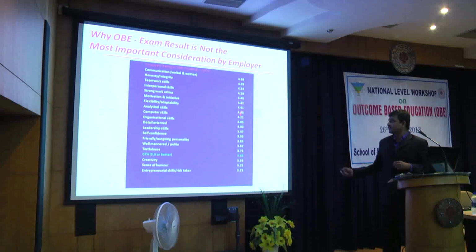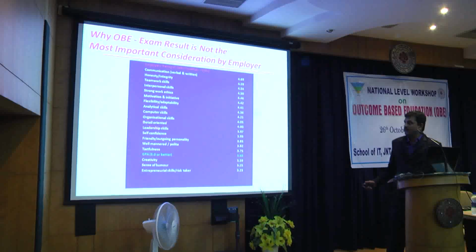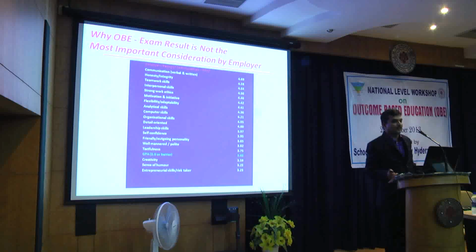What about the other components? One is communication, either verbal or written, honesty, integrity, interpersonal skills, motivation, flexibility, analytical skills, computer skills, organizational skills, detail-oriented, leadership skills, self-confidence, friendly, outgoing personality, well-mannered, tactfulness, creativity, sense of humor, and risk factor. How do we achieve all this? By introducing the OBE system, we can achieve it.